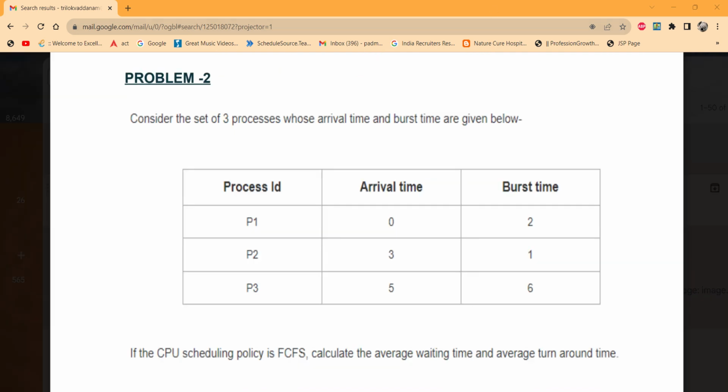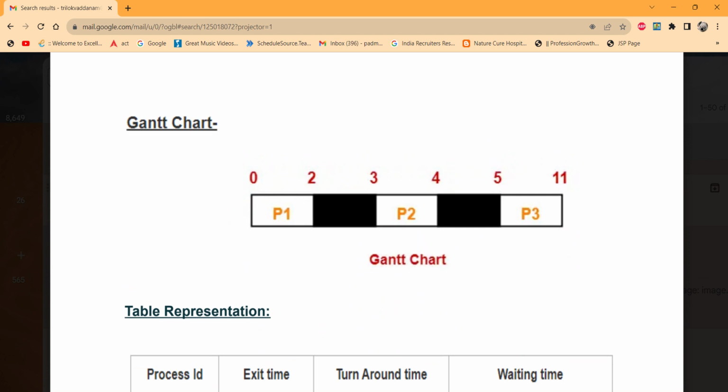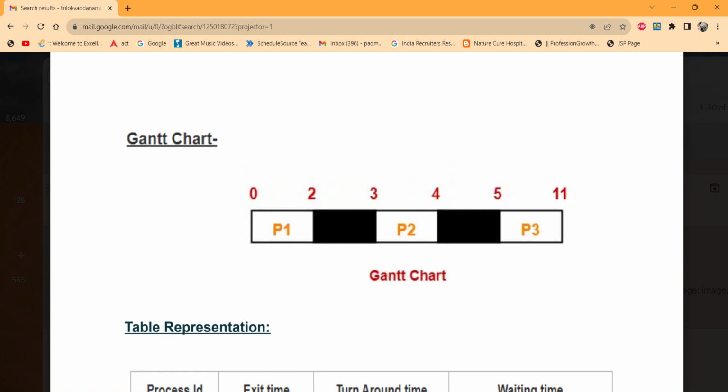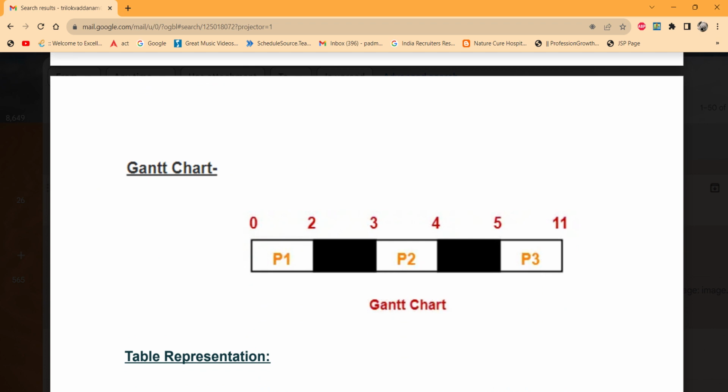Okay, my dear friends, now we will see the solution to this particular problem. As you can see, this is the Gantt chart for the problem. Process P1 has entered at 0 as it arrived at 0. It has left the CPU after running its burst time of 2 units. From 2 to 3, the CPU is idle. Now again process P2 has entered at time 3 and as process P2 has only burst time 1, it has executed 1 unit until 4.